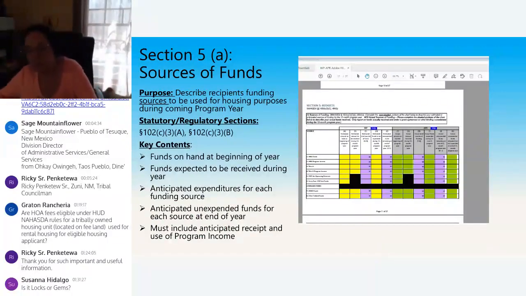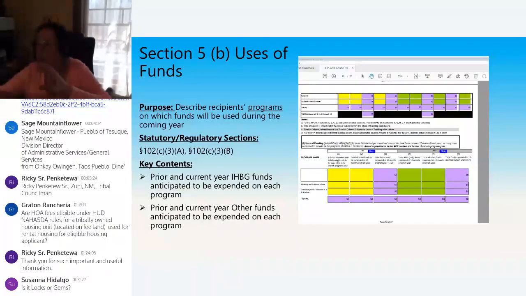So you have sources and uses of funds: the funds on hand at the beginning of the year, what you expect to receive, anticipated expenditures for every funding source, anticipated unexpended funds for each source at the end of the year, and you include your receipt and use of your program income. And there's program income reference material in there to help understand what that is and how you can utilize that, okay?